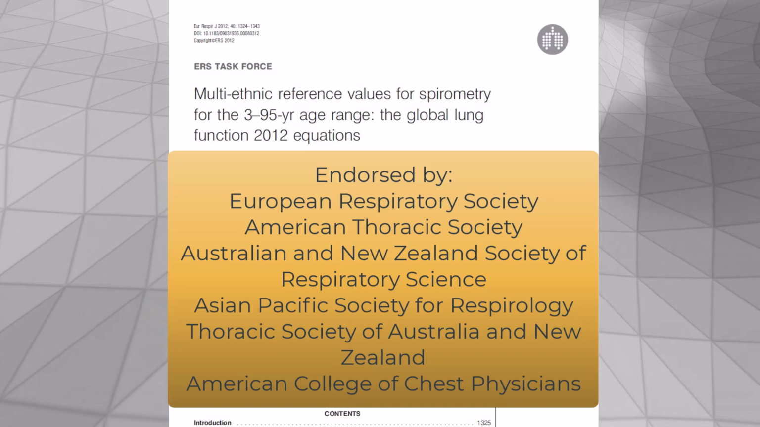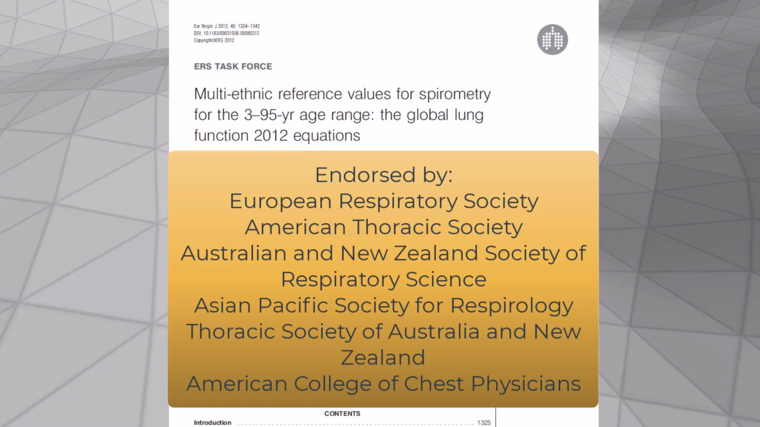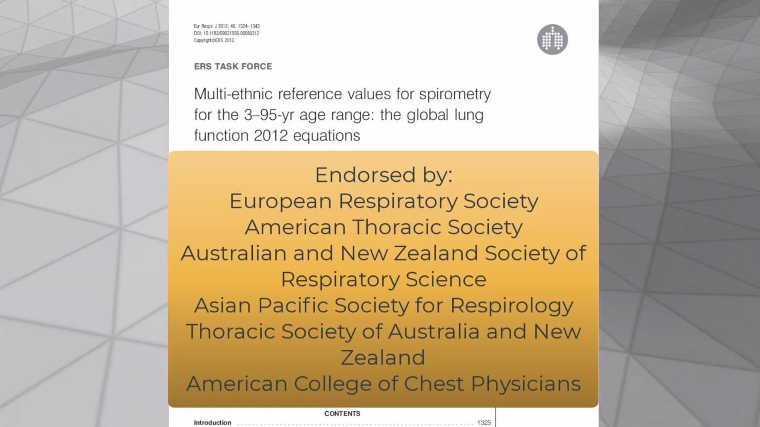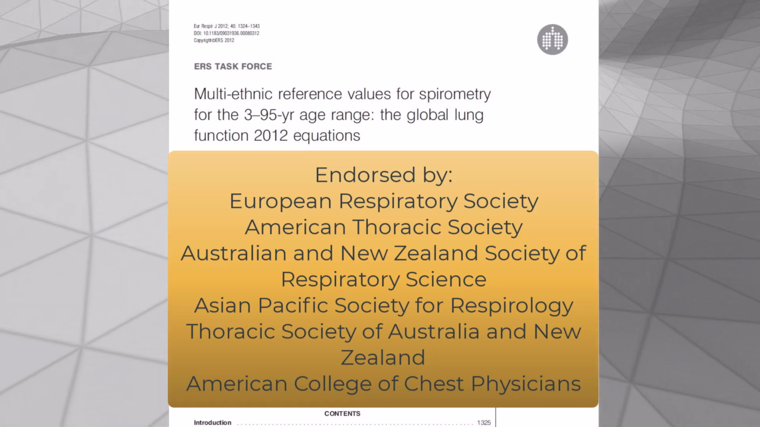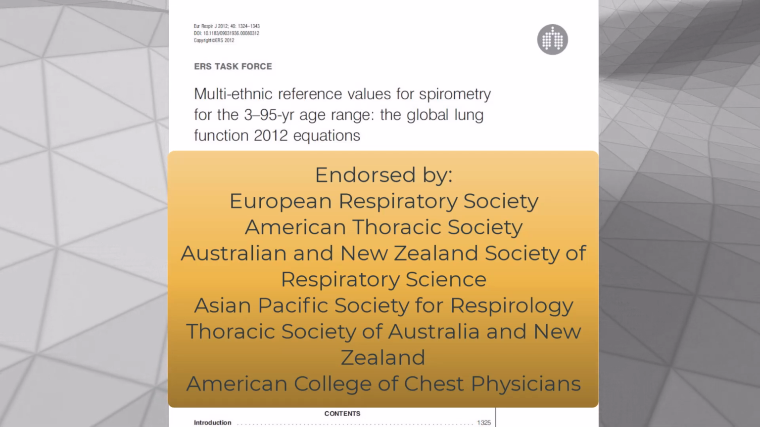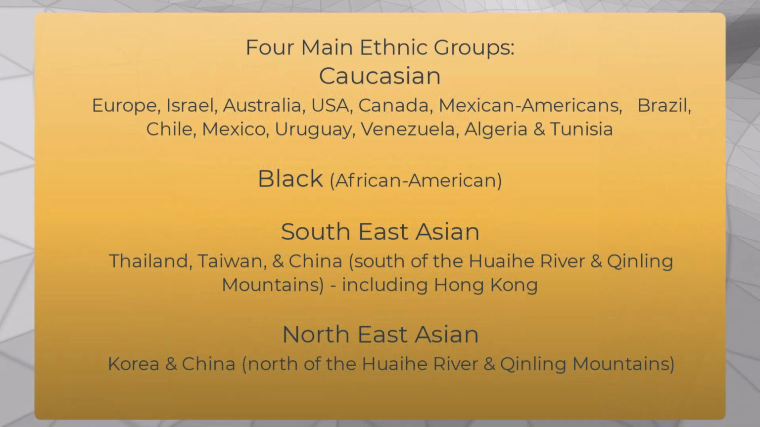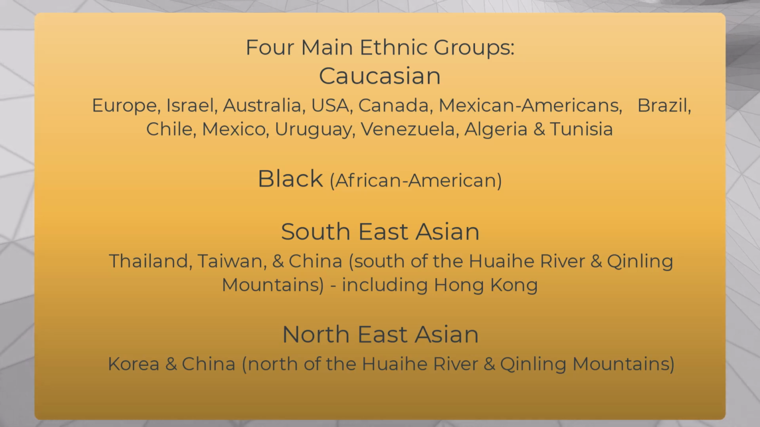Subsequently, the 2012 GLI reference equations were endorsed by the ERS, ATS, the Australian and New Zealand Society of Respiratory Science, Asian Pacific Society for Respirology, the Thoracic Society of Australia and New Zealand, and the American College of Chest Physicians. From the results of the subjects tested, data was not available from all regions of the world. Some regions were excluded due to conflicting results.